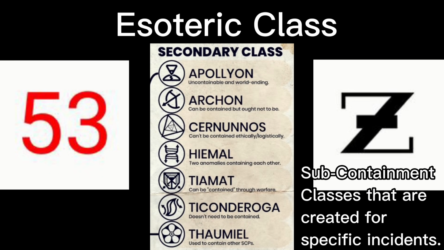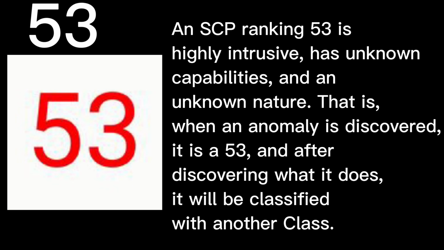Esoteric class, sub-containment classes that are created for specific incidents. 53. An SCP ranking 53 is highly intrusive, has unknown capabilities, and an unknown nature. That is, when an anomaly is discovered, it is a 53, and after discovering what it does, it will be classified with another class.